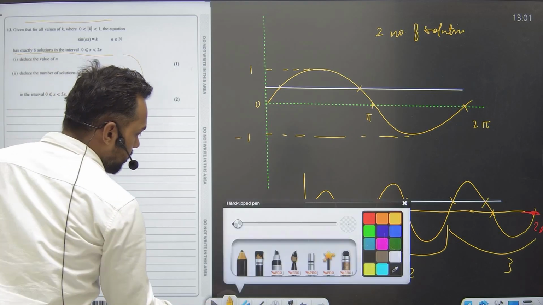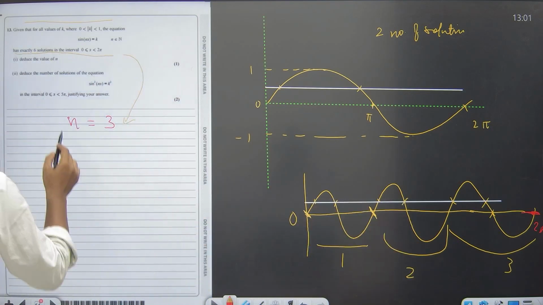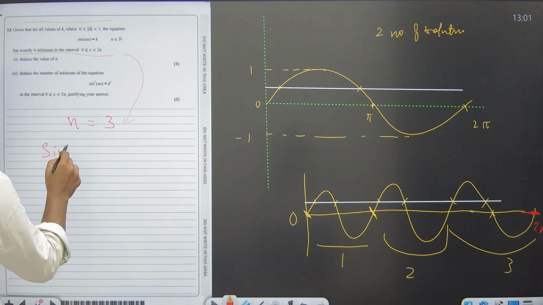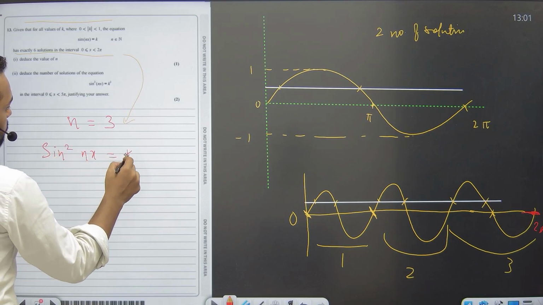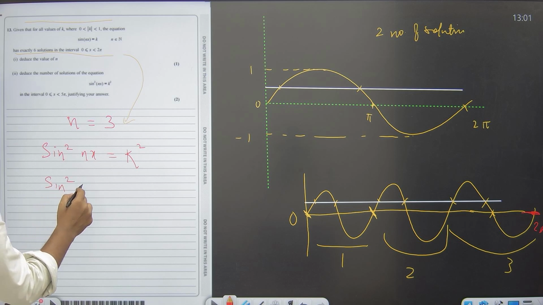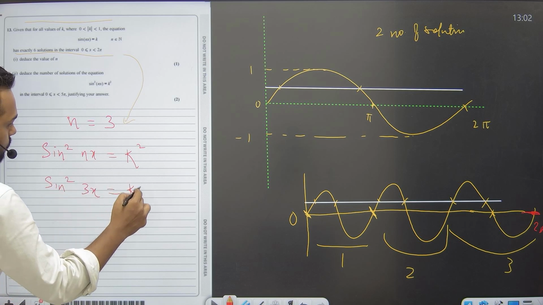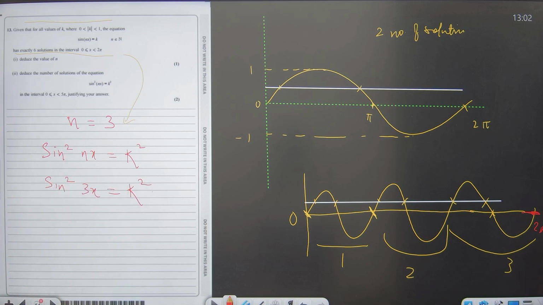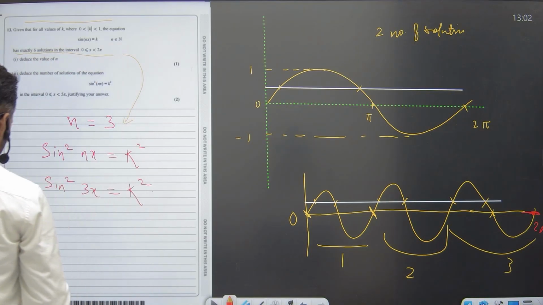Now the next part is sine square nx equals k square. If we plug the value of n here, sine square 3x equals k square. Now we need to see how to plot the sine square 3x graph.